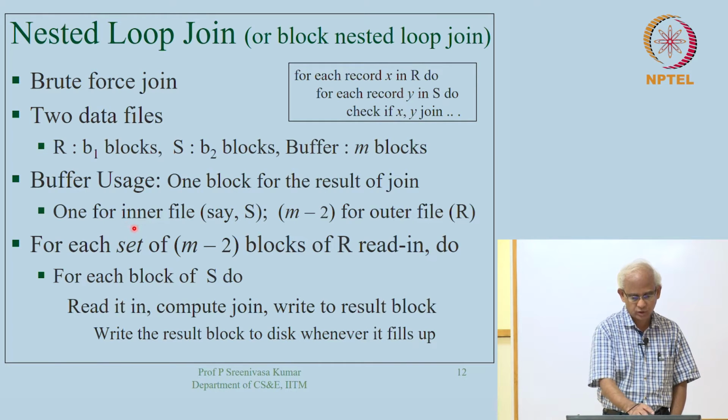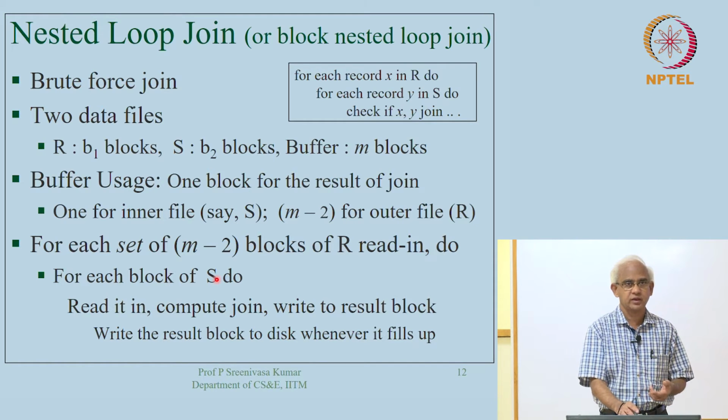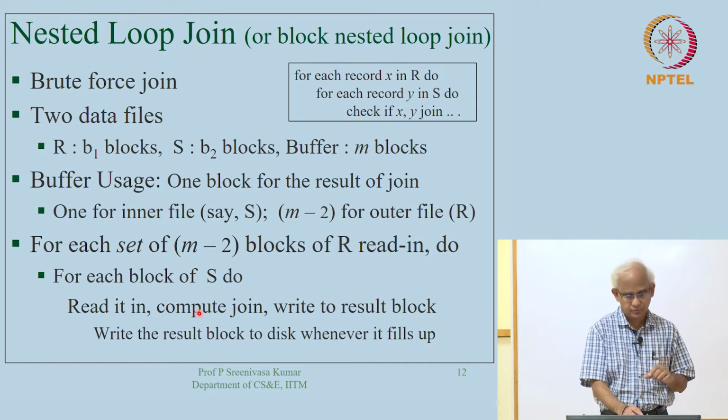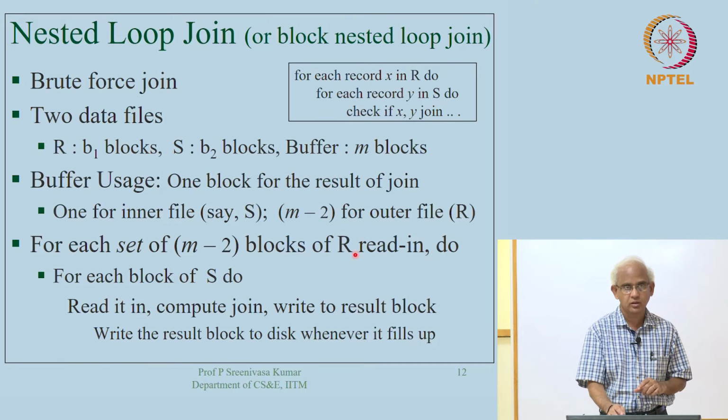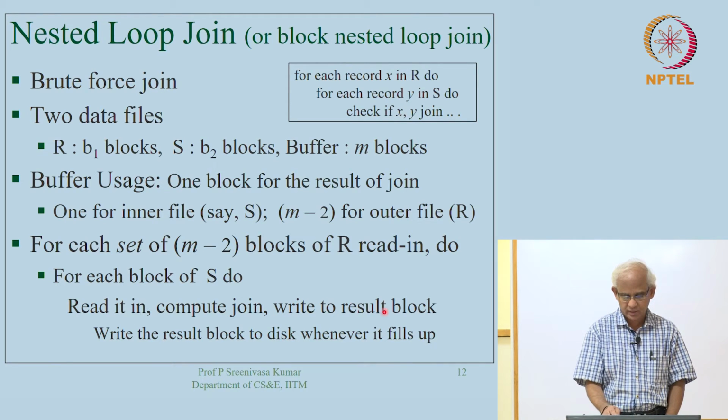So, we have reserved one block space for S, right. So, read the records of S, the inner file, into that one block. Block by block, you read the records of S. When you read it in, then you have access to a bunch of records, then you can find out whether they join with any of these records of R, and then you can produce a result. So, once you read a block, compute the join and write the result.